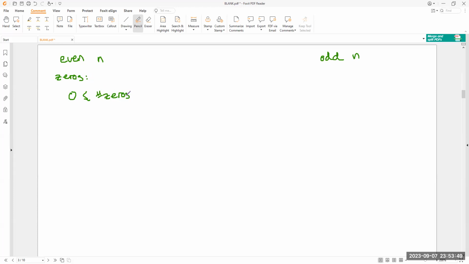it's always going to be the number of zeros being a minimum of 0 and a maximum of whatever the degree number is. For odd degree functions, you could have a minimum of 1. It's got to cross the x-axis at least once. And the maximum is, again, n. For extremes, at most, for even degrees, it's going to have 1 less than whatever the degree is.